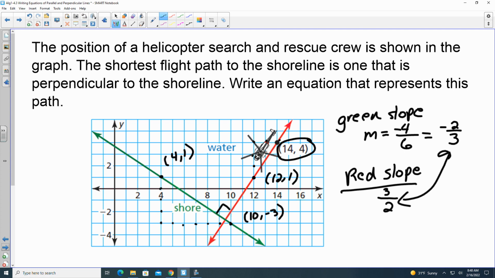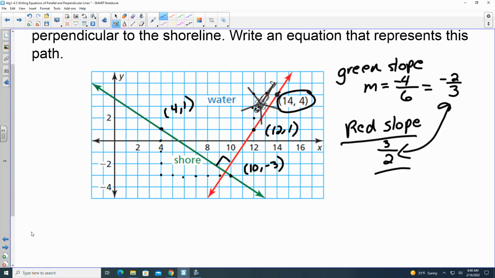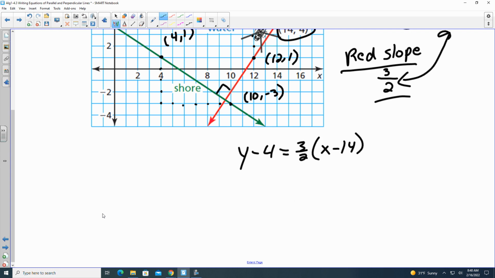All right, they also gave us a point. So we now have a slope, we now have a point. Basically, we're just going to do the exact same thing that we did in the previous example. We're going to use point slope form, so it's going to be y minus 4 is equal to the slope, which is 3/2, times the quantity of x minus 14. So we do some distributing here with the 3/2. So I got y minus 4 is equal to 3/2 x minus, 3/2 times -14, so that's minus 21.